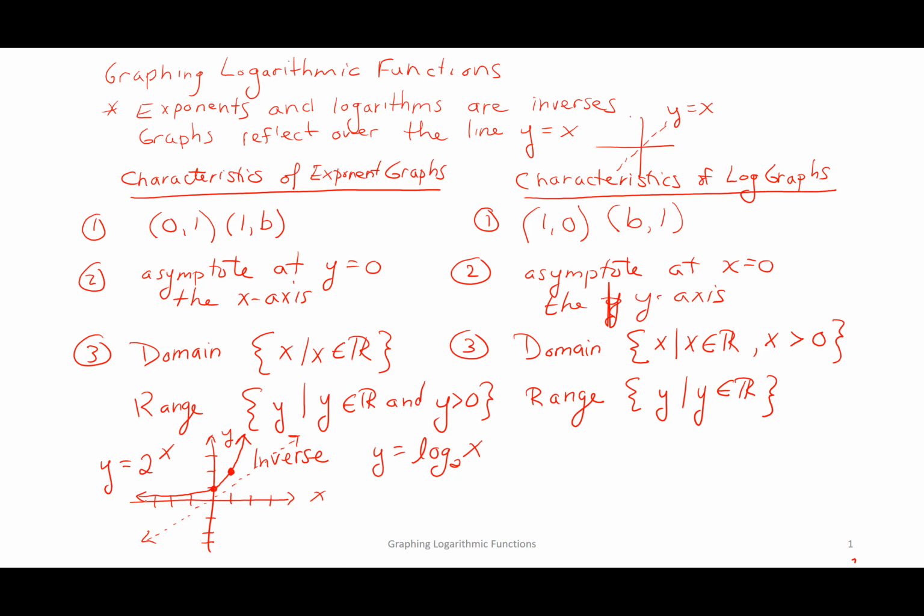Now our logarithm, though, is the opposite. Remember, we're going to have a point at 1, 0, and then at 2, 1. And this time the asymptote goes along the y-axis, and we get the same look. And that's the difference between the exponent graph and the logarithmic graph.